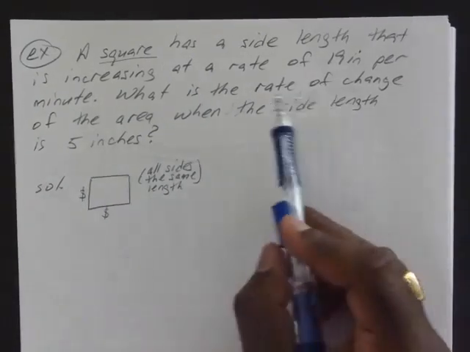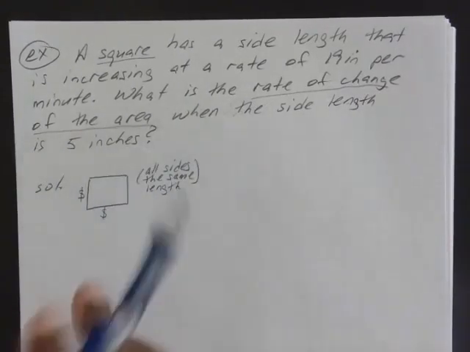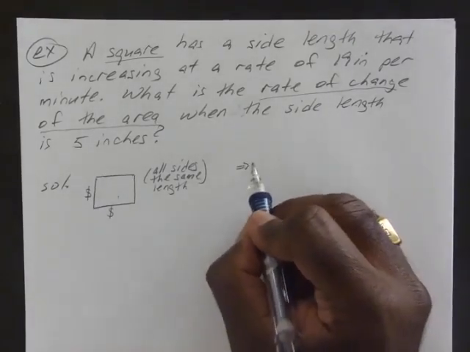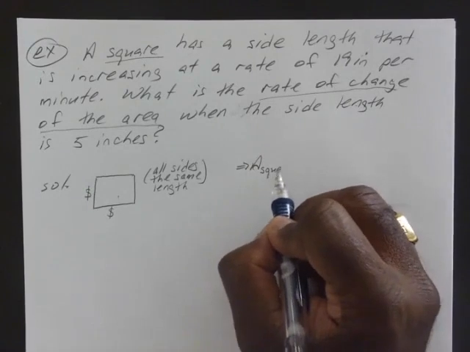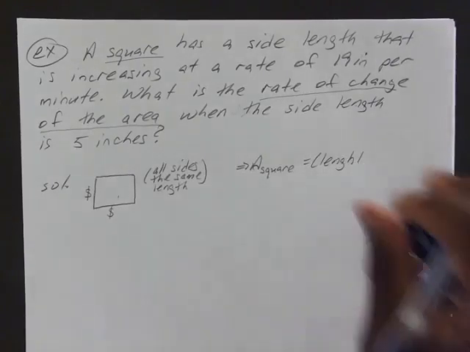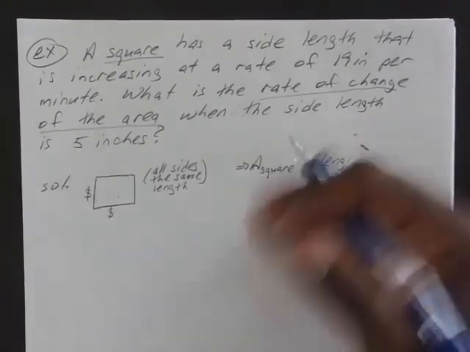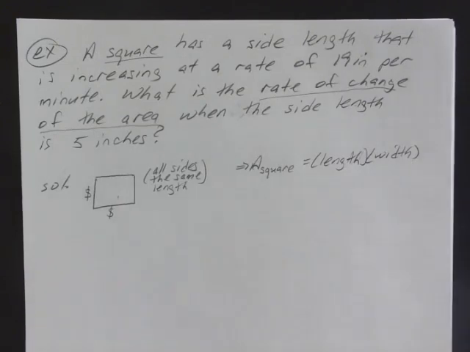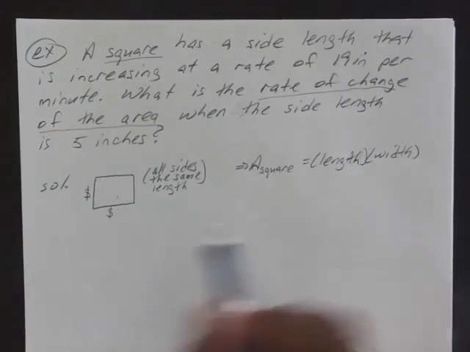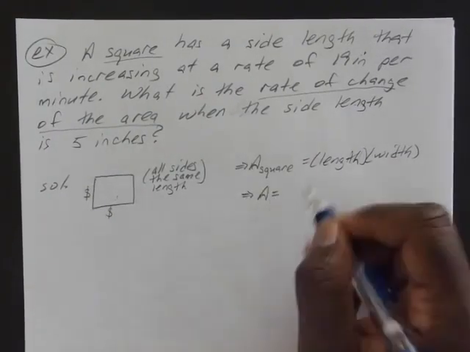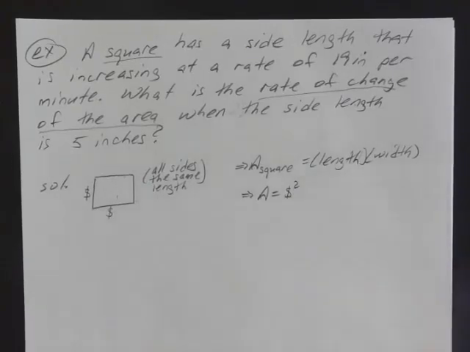So if we're looking for the rate of change of the area, that means we have to start off with the area of a square. So the area of a square is equal to the length times the width. Or in this case, the length and the width are both S. So the area is just equal to the length of the sides squared. That's your length times your width.